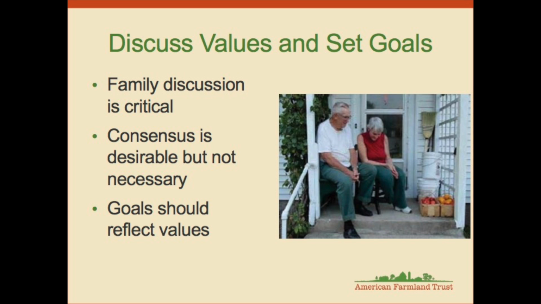That said, I think we need to recognize that all goals may not be achievable because some are inconsistent or perhaps not practical. For example, it may be difficult, if not impossible, to achieve the goal of farmland protection, continuing the farm business, keeping land in the family, maximizing financial return, and minimizing transfer taxes. You will need to work with your advisors to develop the appropriate and feasible trade-offs among these various goals.